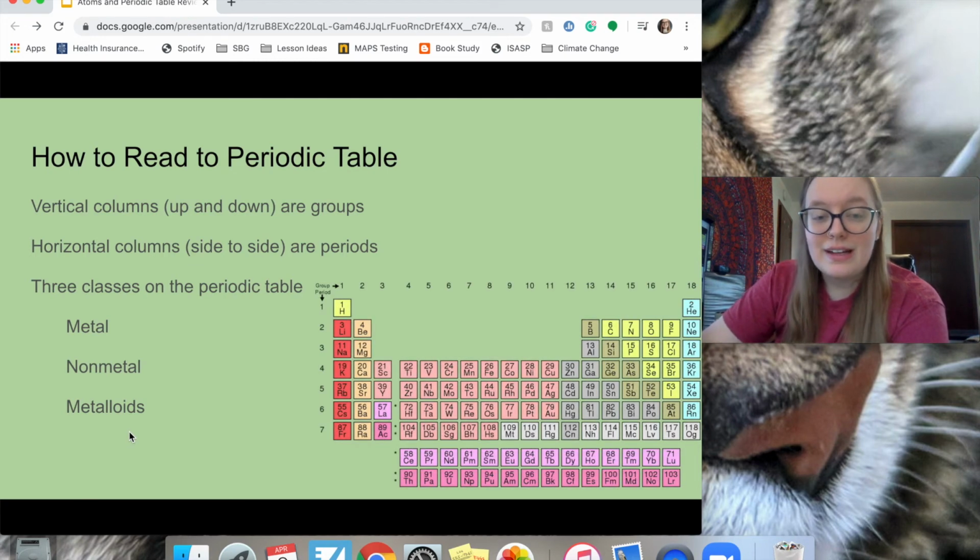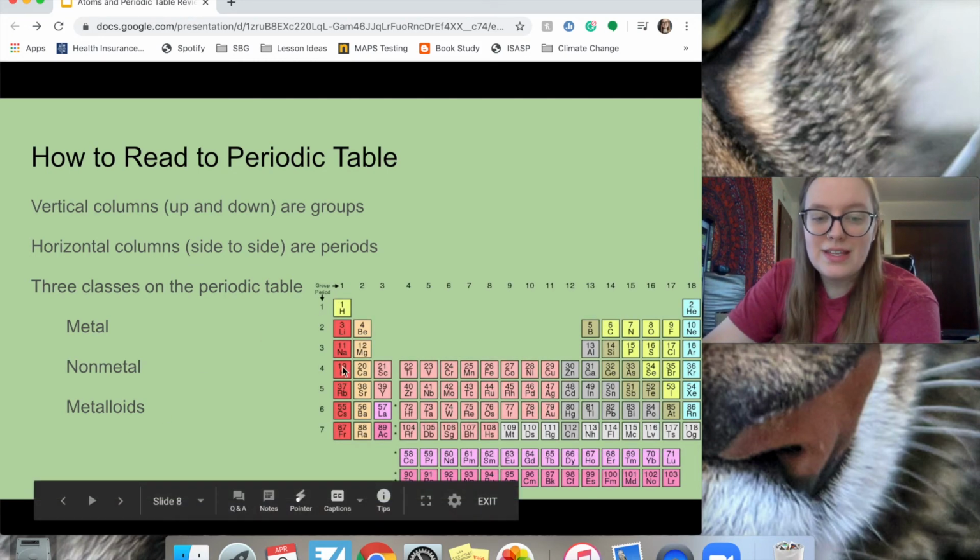So here's our periodic table here. So remember, our groups run this way, and our periods run this way. Groups are vertical, periods are horizontal.